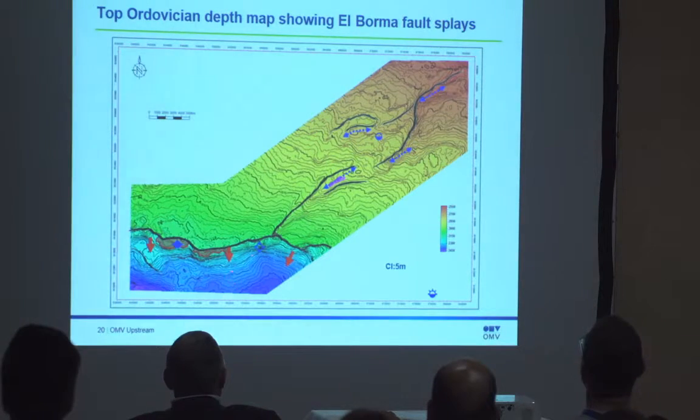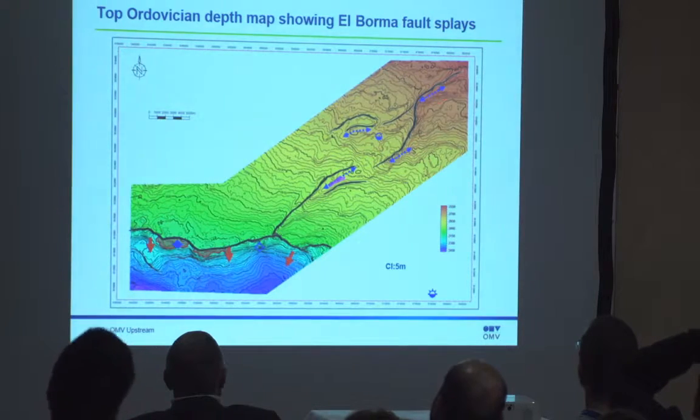We can see the downthrown side with some rollover structure formed on the downthrown side of the fault, whereas the northeast-southeast branch is showing a more linear and elongated anticline along this direction. And we have the small throw of the fault along this direction.